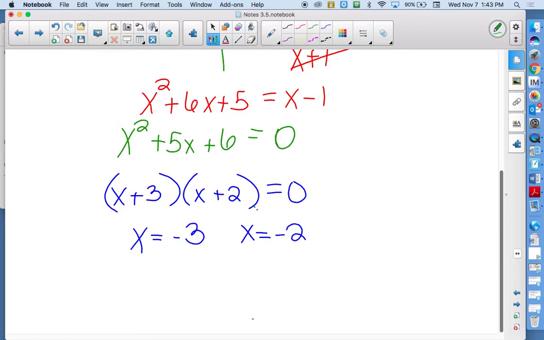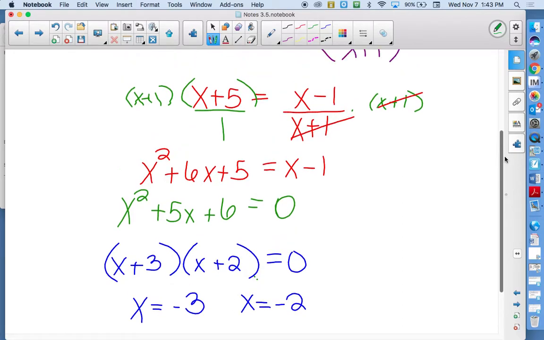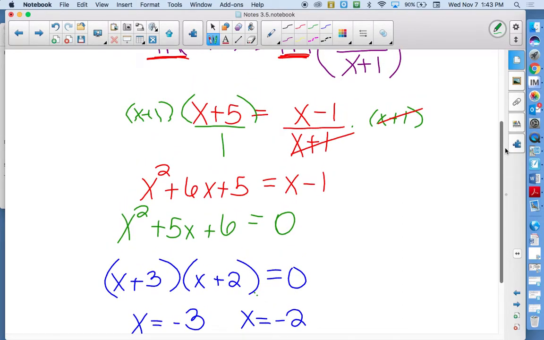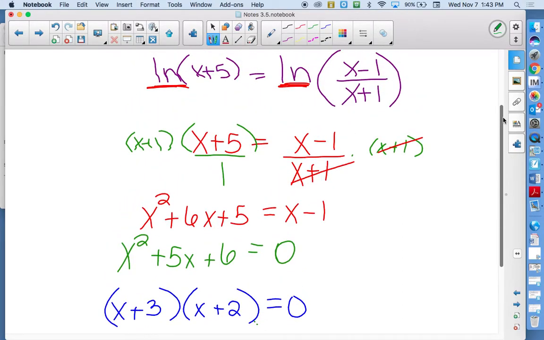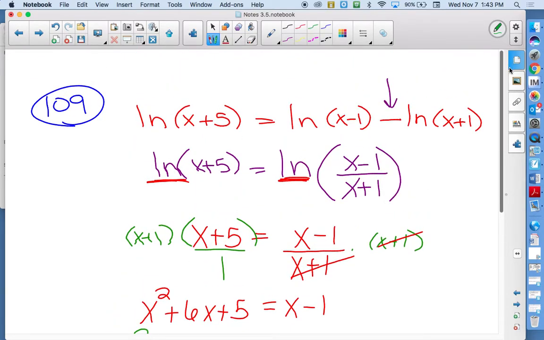But what's wrong, Brandon? You can't do that. Why not? You can't take the natural log of a negative number. Yeah, so if you go back to the original problem, yes, we found x, but the original problem was starting with natural logs. And if you plug a -2 or a -3 in here and in here, you're going to take the natural log of a negative number. I skipped all of that.